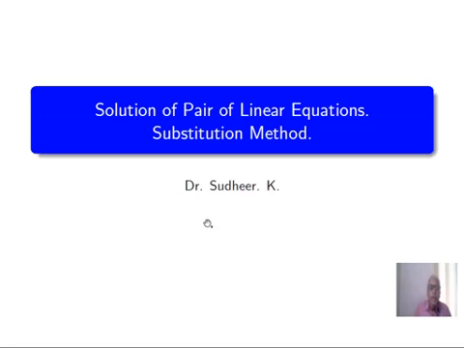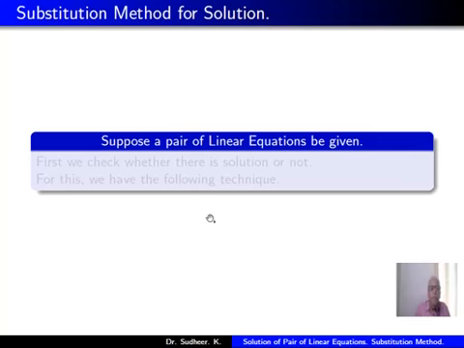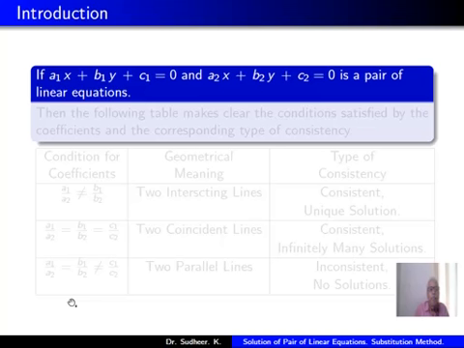Dear students, in this class we discuss the substitution method to find the solution of a pair of linear equations in two variables. This is from chapter 3 of your mathematics textbook. Suppose a pair of linear equations is given. First we check whether there is a solution or not. For this we have the following technique.